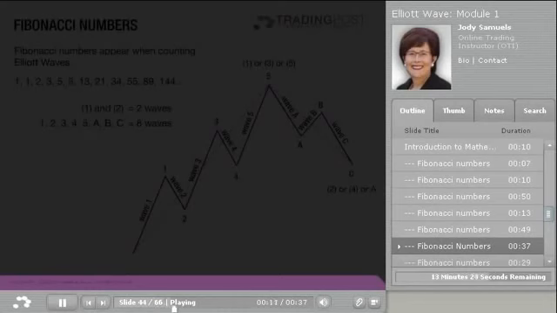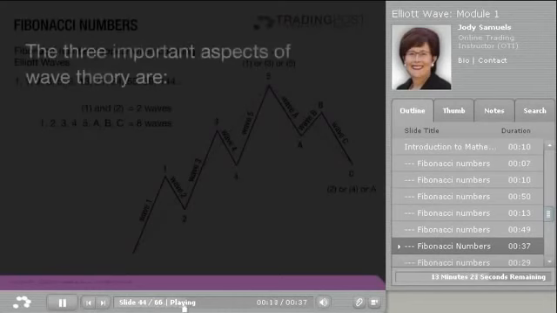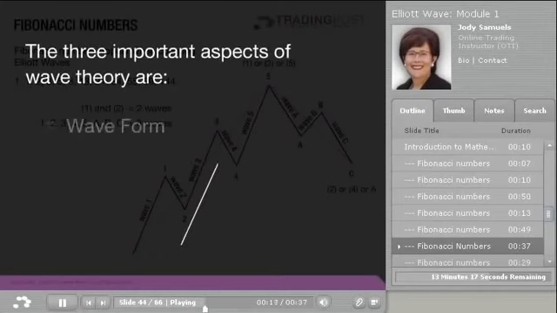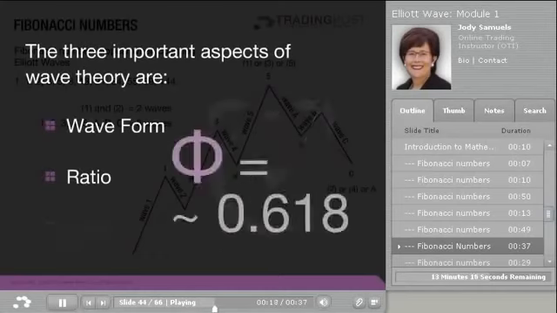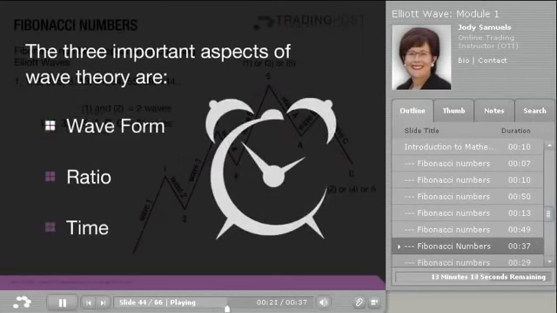This brings up a good point, which is that there are three important aspects of wave theory: pattern or form, ratio, and time. Pattern refers to this wave sequence completing a cycle in any time frame and is considered the most important element of the three in wave analysis. However, we will look very closely at ratio analysis and introduce time analysis as well.